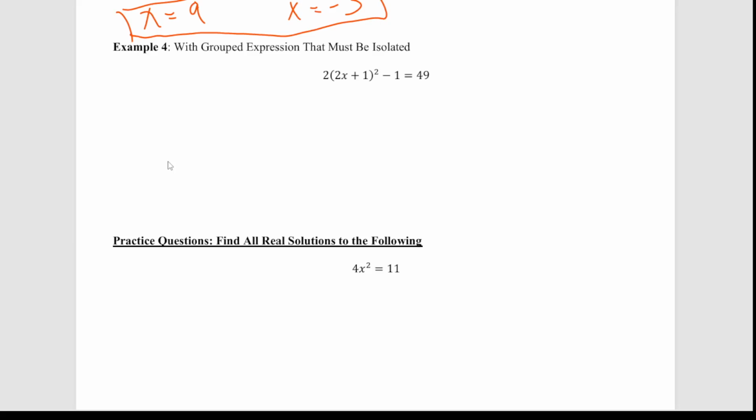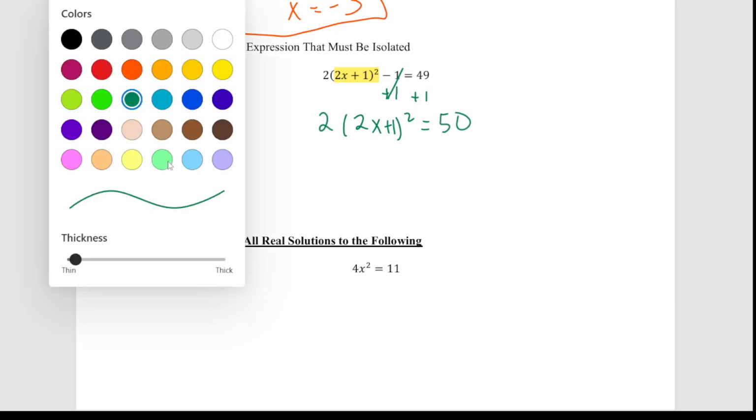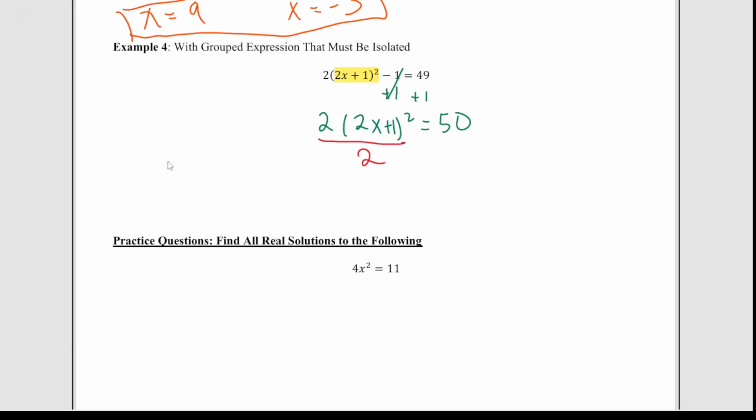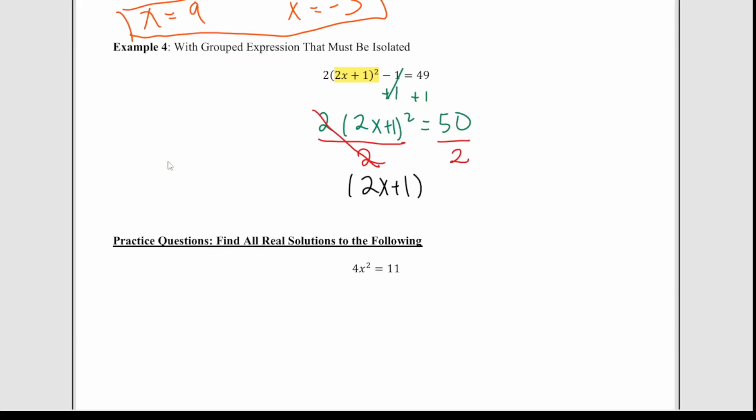So let's say we kept on going and we want to get, again, this thing squared by itself. Well, how am I going to do that? First I have to undo addition and subtraction. So then we get x plus 1 squared multiplied by 2 is equal to 50. Then we want to undo multiplication and division, so we undo multiplying by 2 by dividing by 2. Then we get x plus 1 all squared is equal to 25. Then we're finally ready to undo the square with the square root, making sure to do plus or minus.